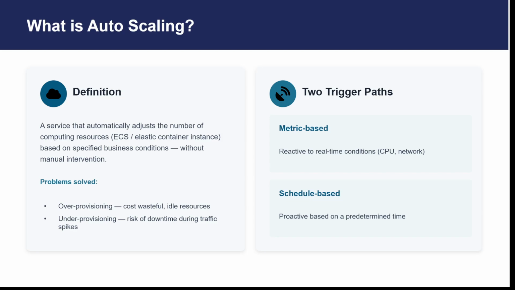So why does this matter? Without it, you're stuck choosing between two bad options. First, over provisioning, which wastes money and idle resources, or under provisioning, which risks downtime during traffic spikes. So autoscaling solves this through two independent trigger paths: metric based, which reacts to real-time conditions like CPU usage, and schedule based, which acts proactively at predetermined times.